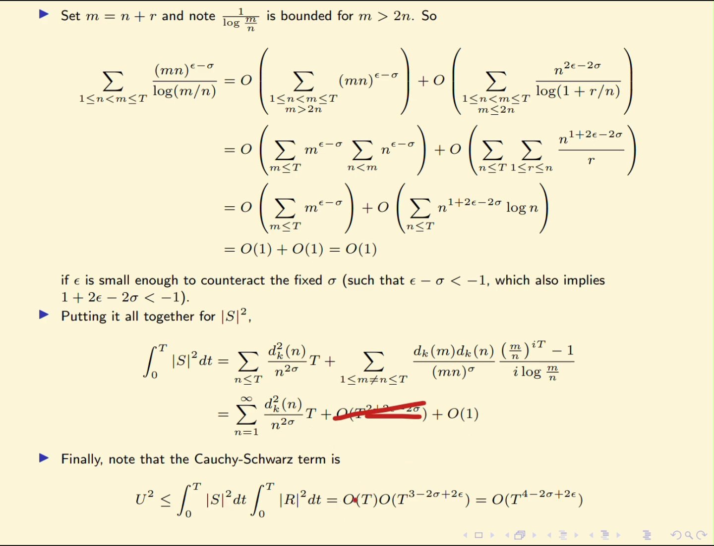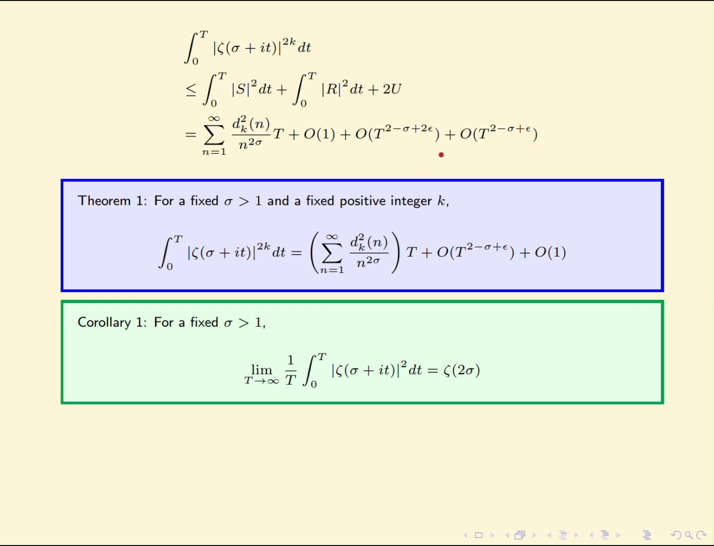So I can say this s term is O of t times whatever the r term is. Remember, the r term we said before is O of t to the 3 minus 2 sigma plus 2 epsilon. And therefore, I get t to the 4 minus 2 sigma plus 2 epsilon. And therefore, u, being the square root of u squared, is just going to be O of t to the 2 minus sigma plus epsilon. Okay, and now I'm ready to combine everything together.